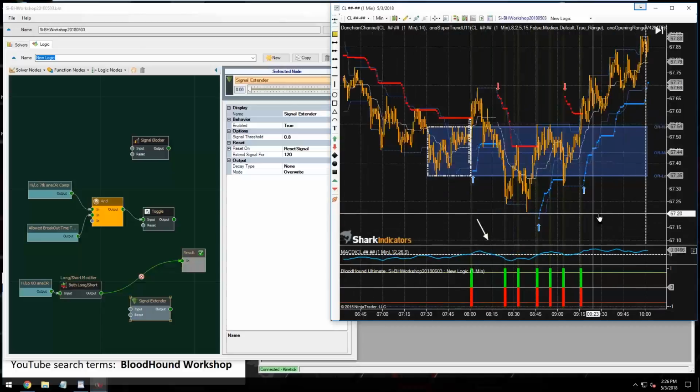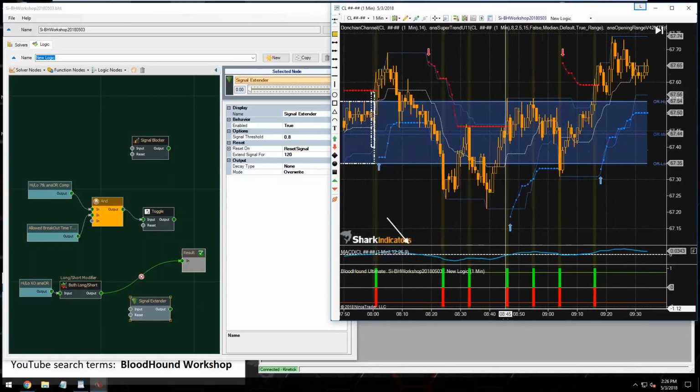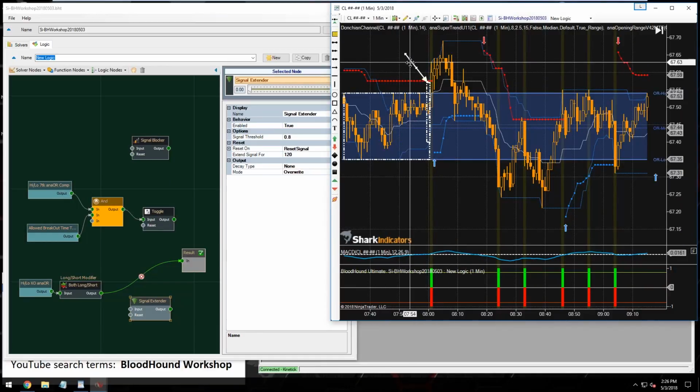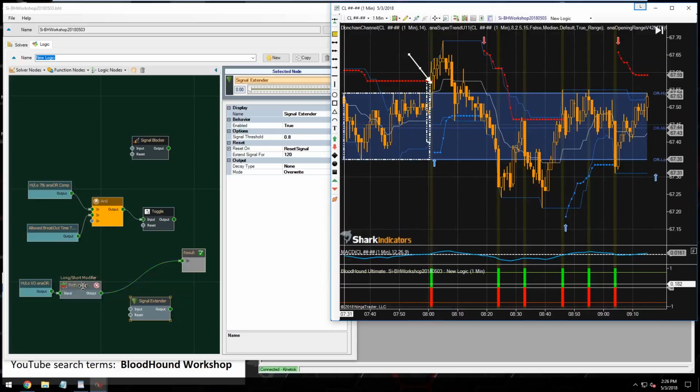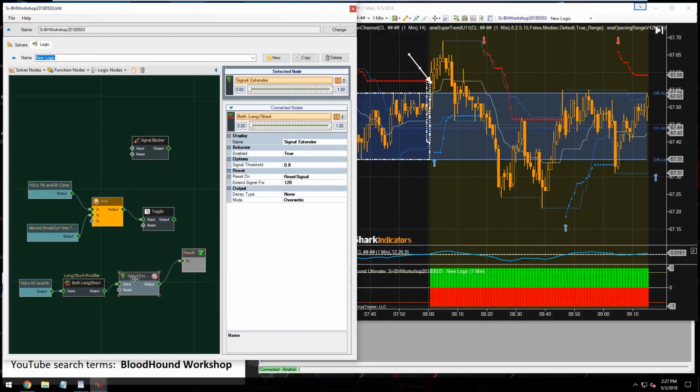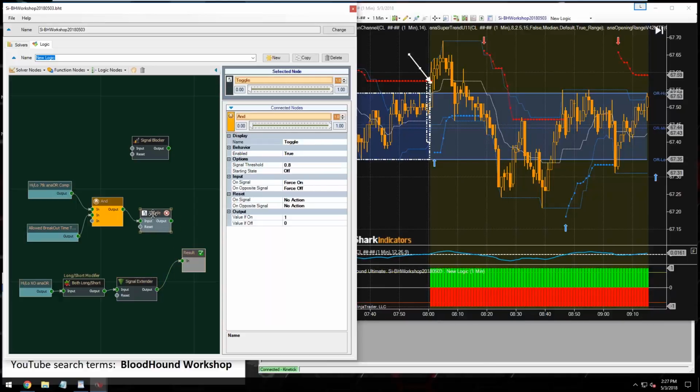Right, so let's look at the chart here. Right, so when we get a breakout, this long short modifier gives us a long and a short, long and a short, long and a short. So I'll stick that into the signal extender. So now the signal extender has long and short. So I can use this long and short to disable my toggle node.